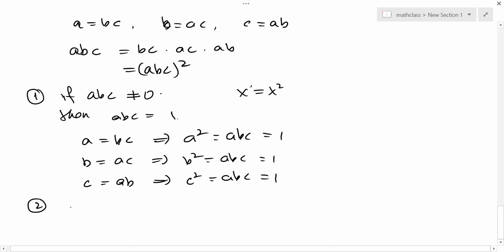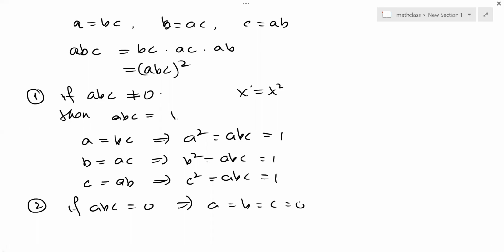The second case is if ABC equals 0, then one of them is 0, and you can quickly see that A equals B equals C equals 0. As long as one of them is 0, you can go back to the equations and look. So there are slightly different approaches here. So we get 4 different solutions plus 1 trivial solution, total 5 solutions.